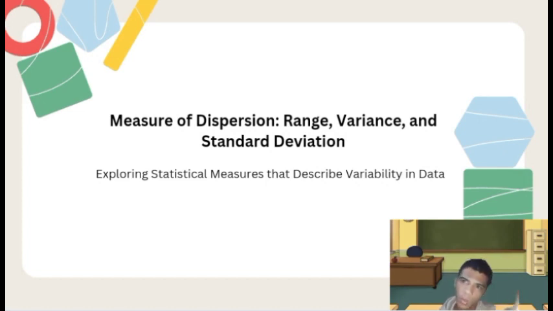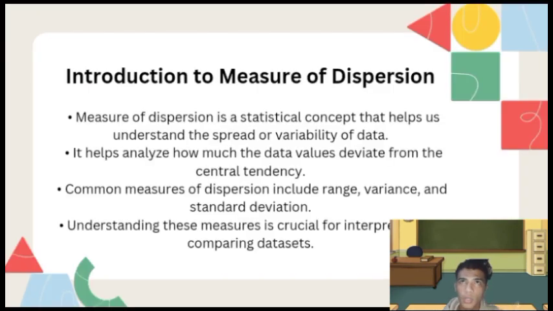Hello there, welcome. Good day to everyone. I will discuss to you the measures of dispersion: range, variance, and standard deviation. Firstly, what is a measure of dispersion? It is a statistical concept that helps us understand the spread and variability of data. It helps analyze how far data lies from the central tendency. Common measures of dispersion include range, variance, and standard deviation, and understanding these measures is crucial for interpreting and comparing datasets.